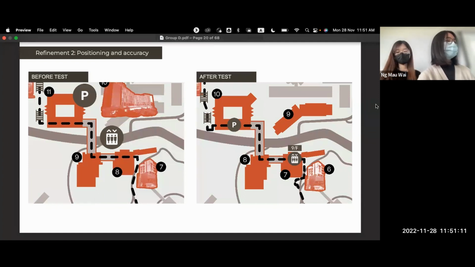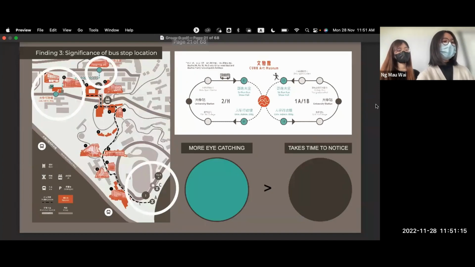Therefore, we have adjusted the icons to the exact position and included instructions like "head to 9th floor", which became much clearer to users. And the third finding would be the significance of the bus stop location.